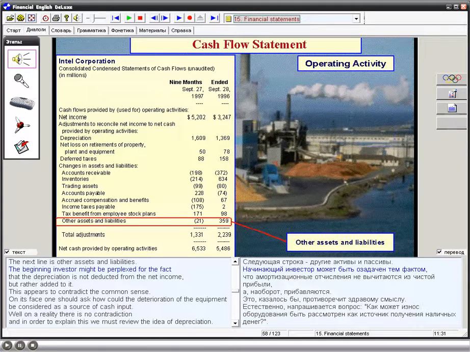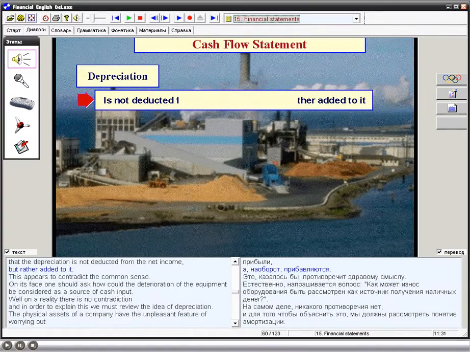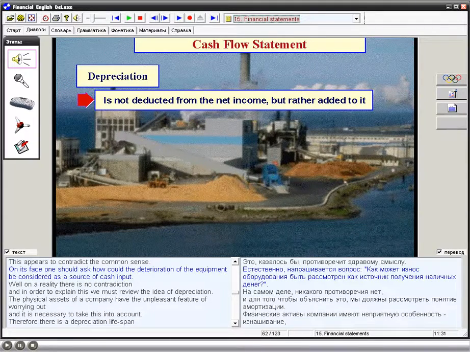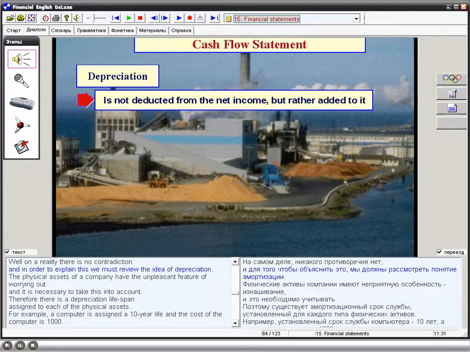The beginning investor might be a bit perplexed with the fact that depreciation is not deducted from the net income, but rather added to it. This appears to contradict common sense. On its face, one should ask, how could the deterioration of the equipment be considered as a source of cash input?